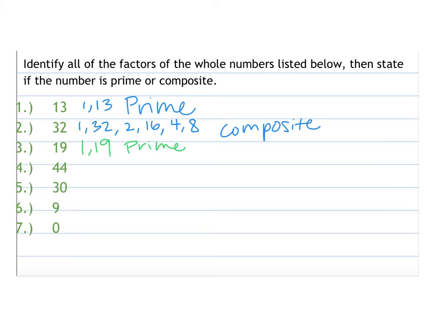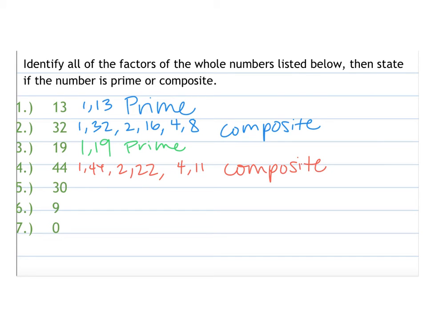Okay. Next one, 44, 1 and 44. 2 and 22. I know 4 times 11. And I think that's it. So because there's more than 2 factors, we've got 1, 2, 3, 4, 5, 6. That's a composite number. More than 2, composite, 1 and itself, prime.